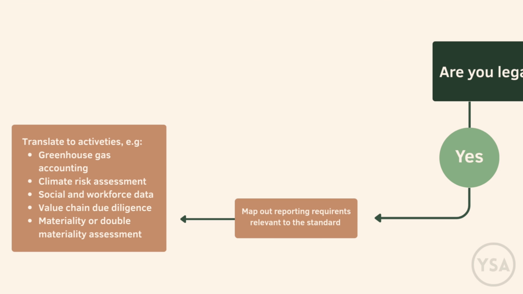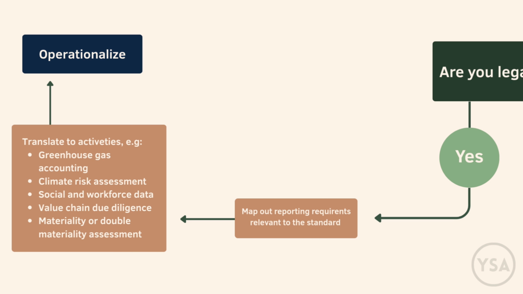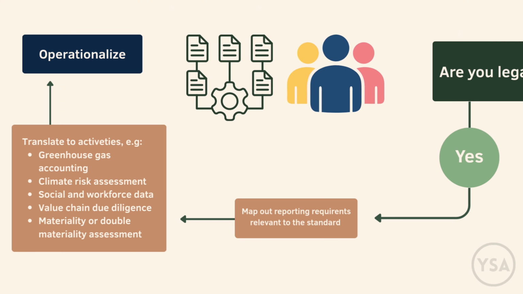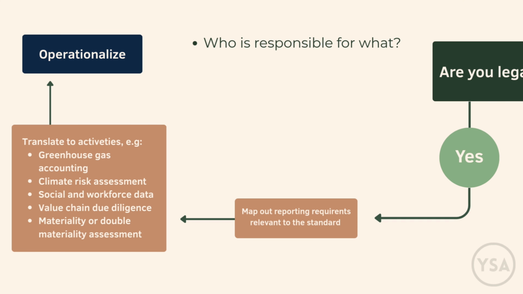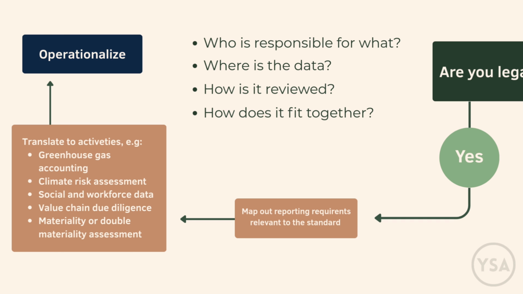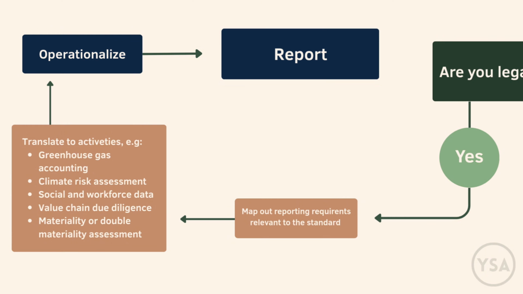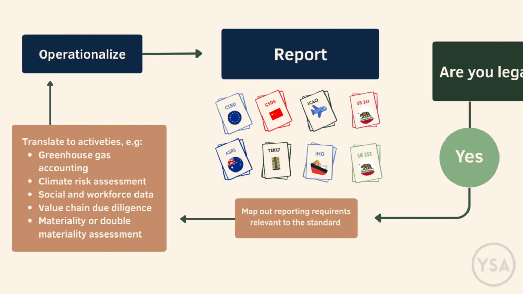Once these activities are defined, the focus shifts to operationalizing them. This means setting up reporting systems and involving people. Who is responsible for what? Where does the data sit? How is it reviewed and how does everything fit together? And then you put it into the required reporting format according to the regulation that you are complying with.